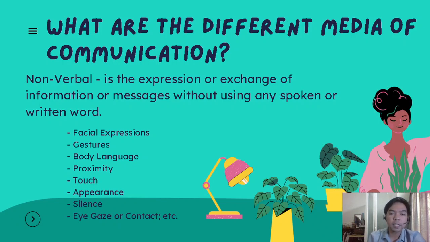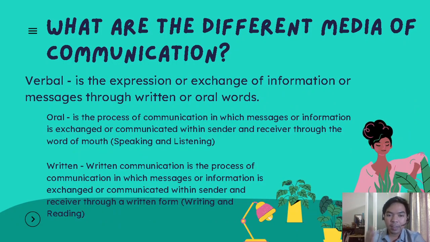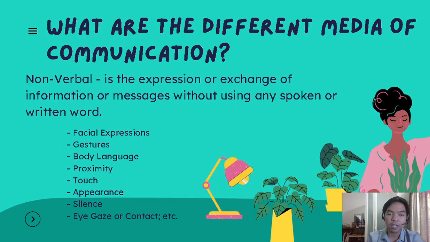So non-verbal communication is the expression or exchange of information or messages without using any spoken or written word. Again, there are a lot of examples, okay? So what you simply need to remember when it comes to nonverbal is that anything that is not expressed through written or oral words would already be considered a non-verbal method of communication. Okay? So some examples, again, not limited to, are facial expressions, gestures, body language, proximity, touch, appearance, silence, eye gaze, and eye contact. Okay, good.